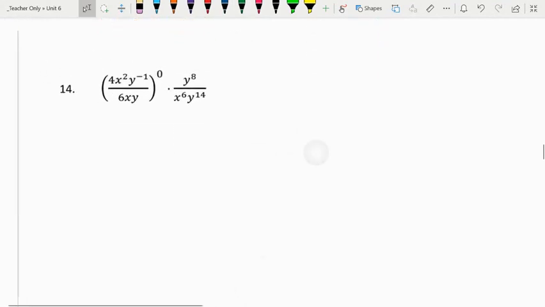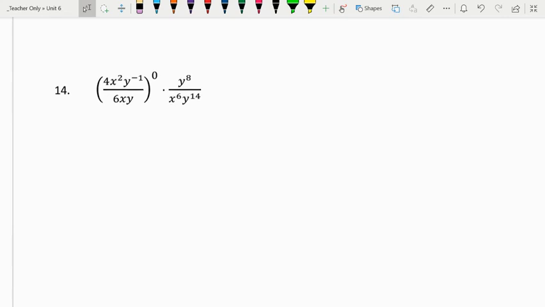Number 14. Something entirely being raised to the 0 power. Hopefully that is a big thing for you right off the bat, right? Anything raised to the 0 power is 1. So essentially that part just becomes 1, or it goes away. So the only thing I actually have to do is simplify this. So I'm left with y to the 6th, because 14 minus 8 is 6. Now that does go in the denominator along with the x to the 6th. Now, because we have nothing else to put in the numerator, we're going to put a 1 as a placeholder.